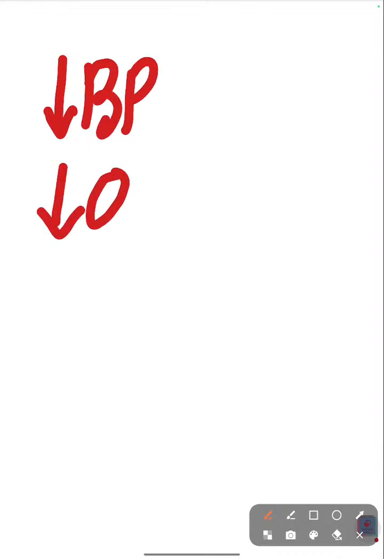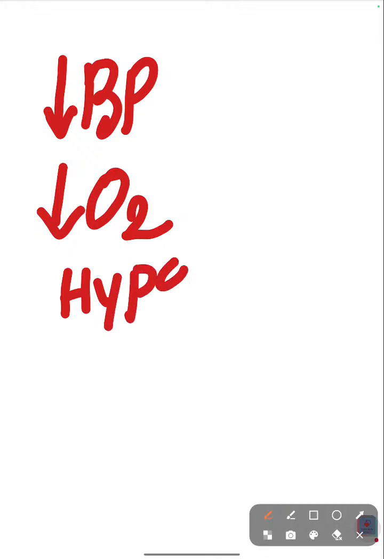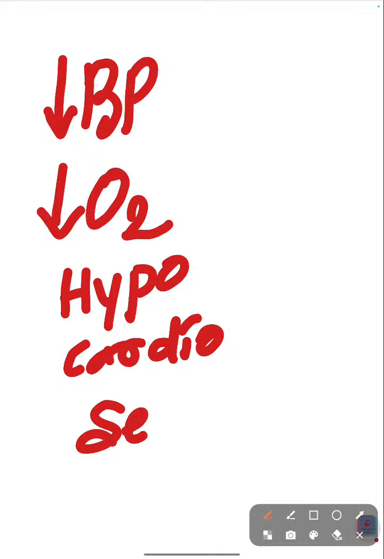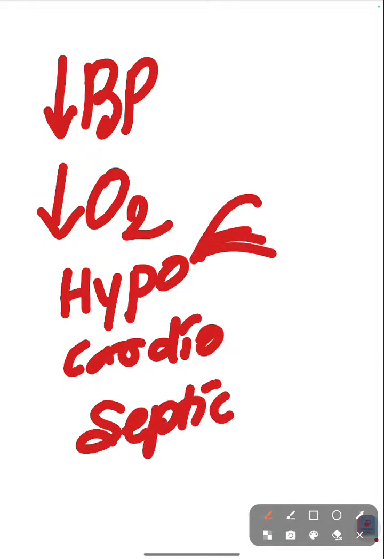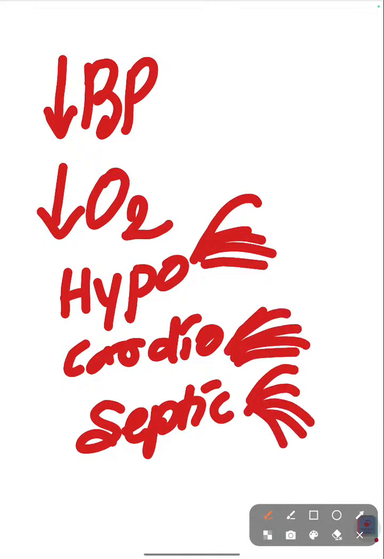Revising about shock. Shock is a clinical syndrome characterized by fall in blood pressure causing hypotension, fall in oxygen, that is hypoperfusion. Okay, two things. There are three major forms of shock: hypovolemic shock, cardiogenic shock, septic shock. In hypovolemic, you can list out the reasons. Cardiogenic, you can list out the reasons. Septic, you can list out the reasons.